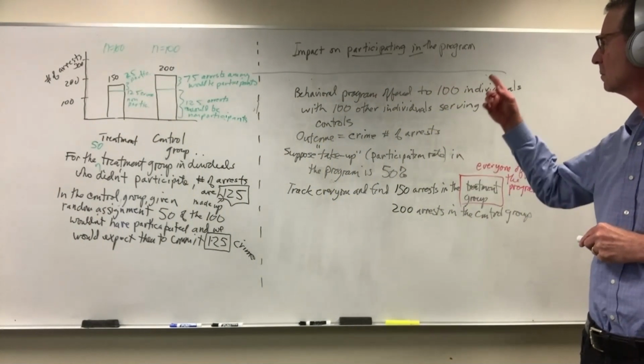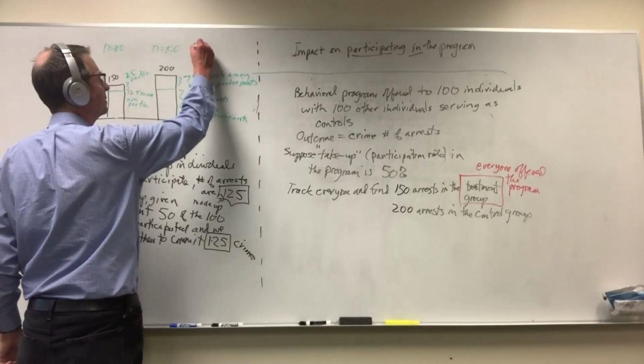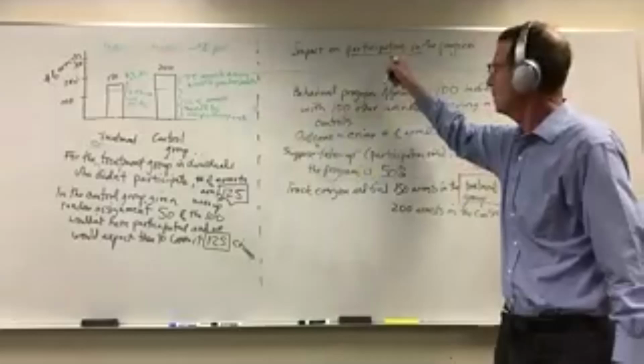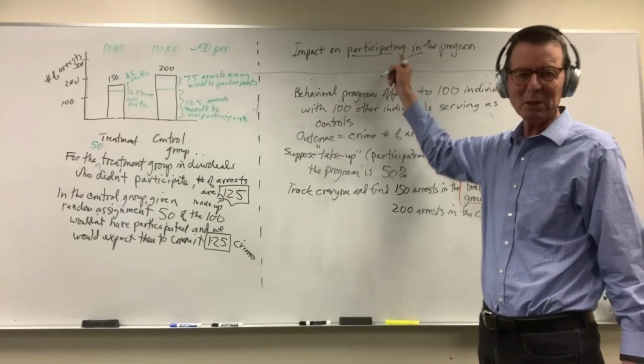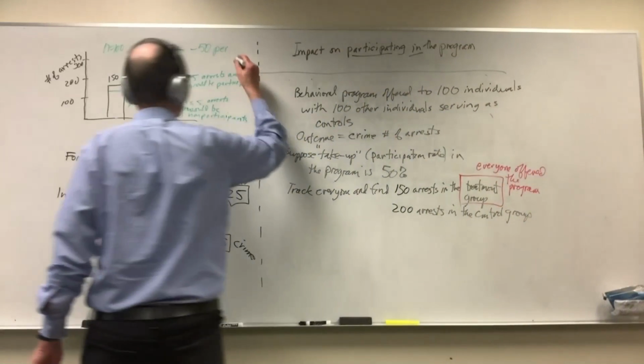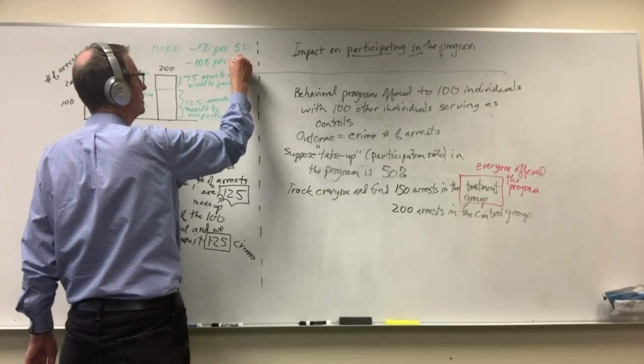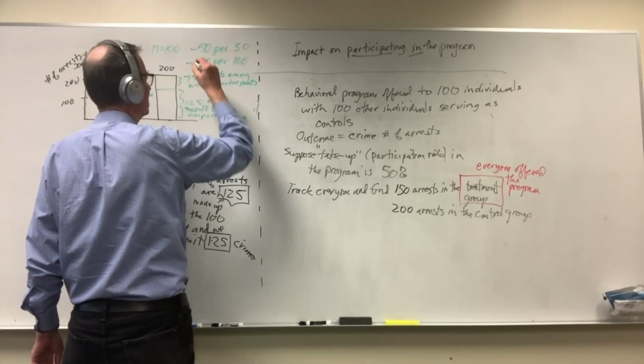So what's the TOT? So it's just the difference between those two? That would be 75 and 25? Okay, which is minus 50 per, is it 100 this time? 50. Yeah, we're only talking about people that participated, right? And the participation rate's only 50%. So it's minus 50 per 50, or minus 100 per 100, right?